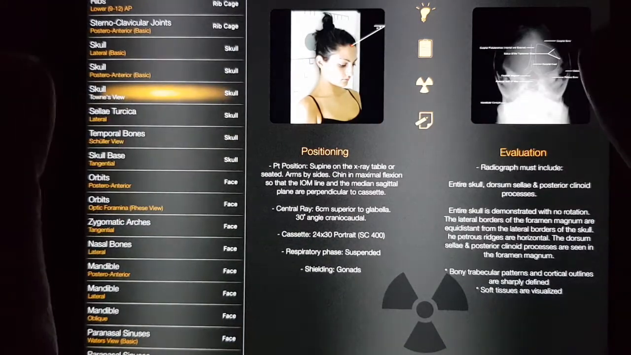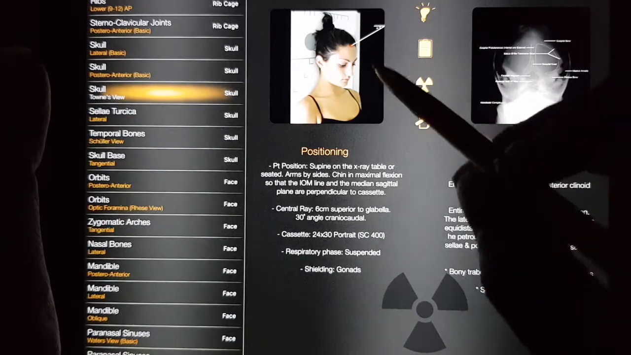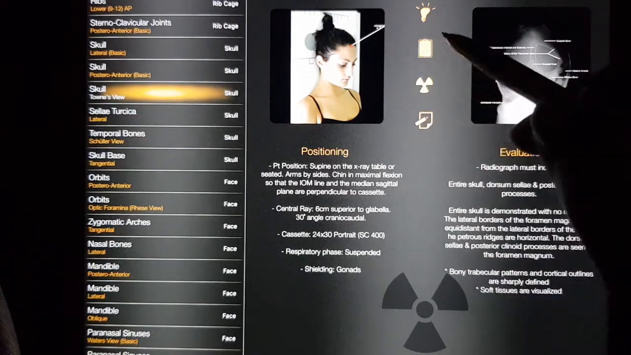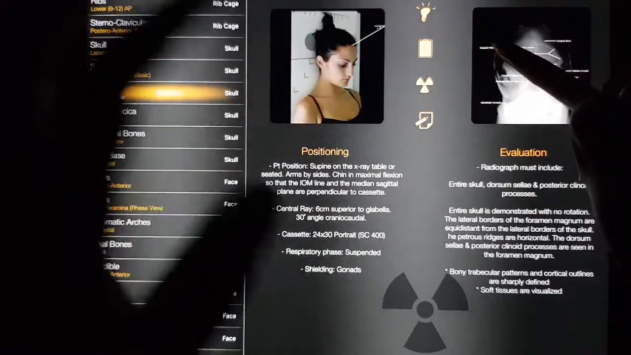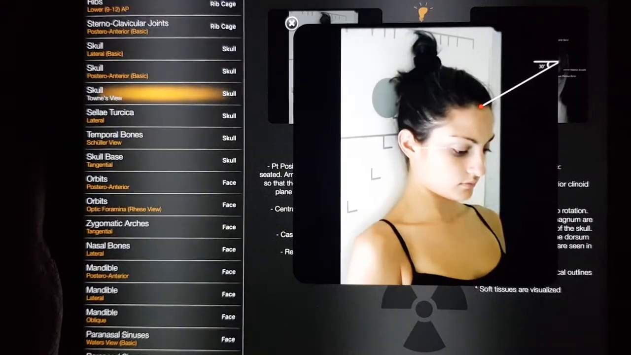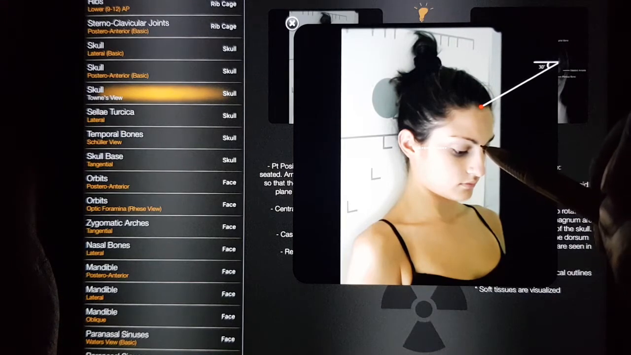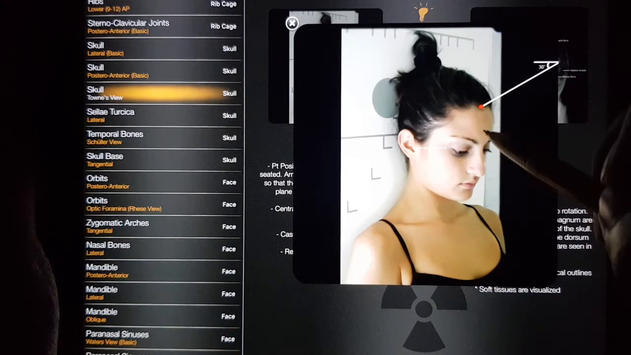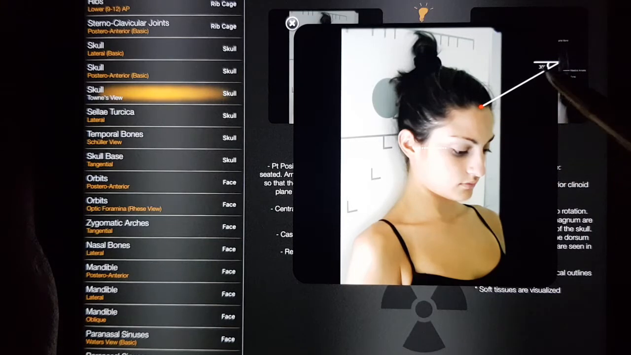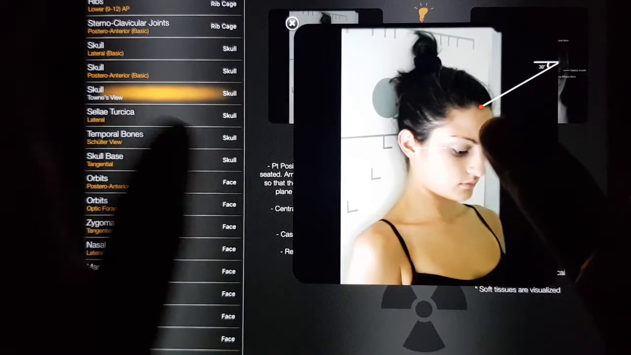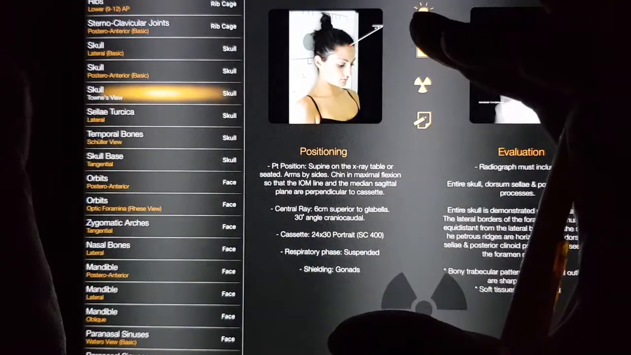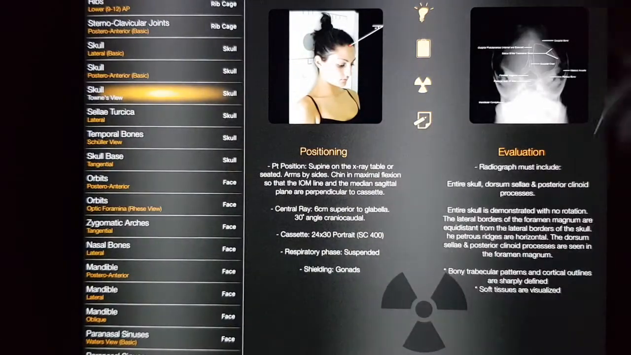First and foremost, we should know the position of the patient while the x-ray is being taken. Here is the posture of the patient. You can see the central ray, which is directed about 6 cm above the glabella, at an angle of 30 degrees below the horizontal. You can take a screenshot now and save it for later.